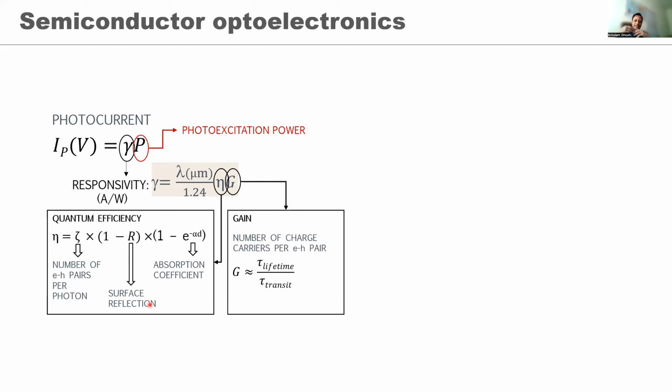In addition to that, there's a gain. The gain is something which is relatively non-trivial. This is the number of charge carriers you create in the circuit for every electron hole pair that you have generated. So quantum efficiency is the number of electron hole pairs per photon, and the gain is essentially the number of charge carriers per electron hole pair. The total responsivity, and hence the photocurrent, is a product of these two parameters.